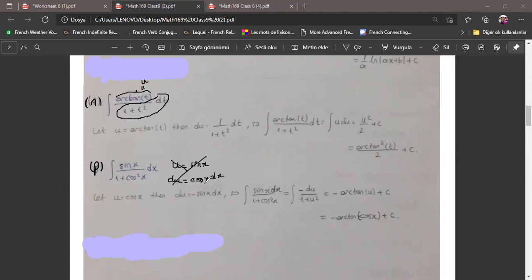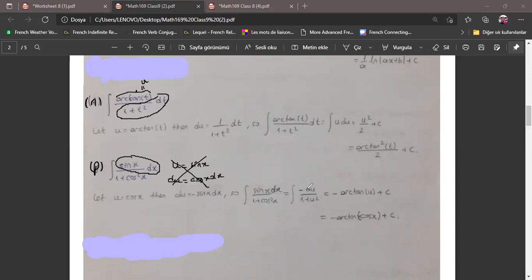It won't be useful. So if you say u equals cos x, then you will get du equals minus sin x dx. As you see, you have sin x dx there, so it will work. Instead of sin x dx, it's minus du over this function, 1 plus cos squared. Cosine is u, so we have 1 plus u squared.